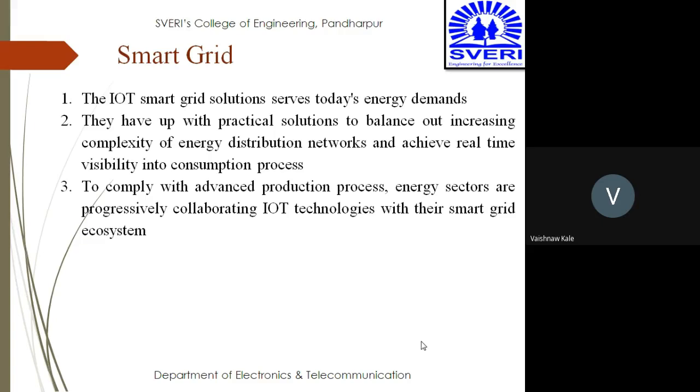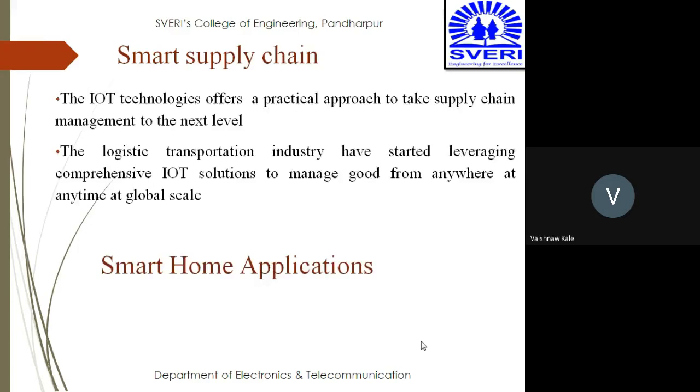Now they have practical solutions to balance out the increasing complexity of energy distribution networks and achieve real-time visibility into the consumption process. So how much is to be consumed and how much is available, that has to be calculated, and through smart grid we can calculate that. To comply with advanced production processes, energy sectors are progressively combining IoT technologies with the smart grid ecosystems. So obviously the smart grid ecosystems and the energy sectors are going to go hand in hand, and if they do, then the energy demand can be fulfilled.